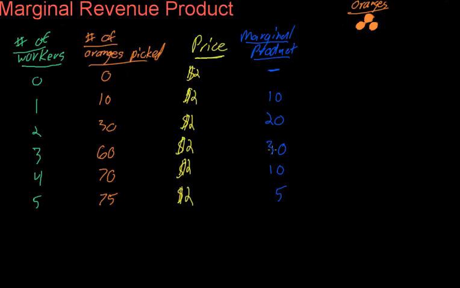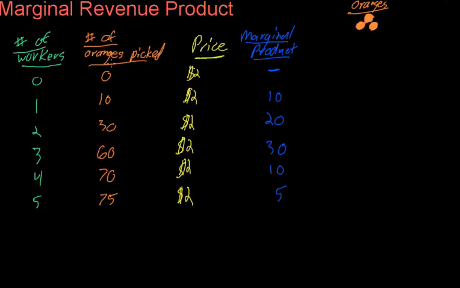So this picture should look familiar. This is exactly the same table that we were working with in the last marginal revenue product video. And so just to refresh your memory, we're imagining that we own a farm, that we're selling oranges, and that we're trying to decide how many workers to hire.